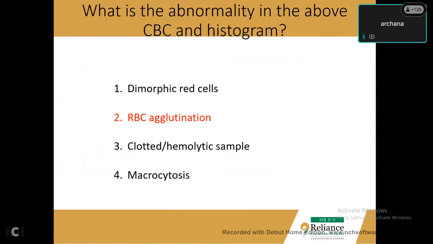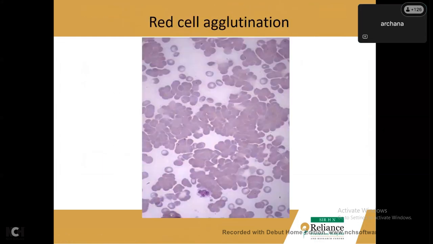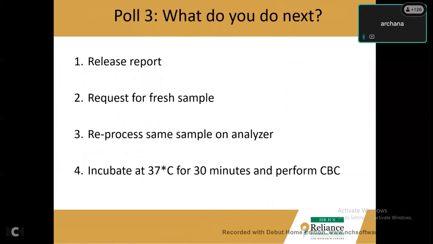So this was actually RBC agglutination. Now my question to you would be, what do you do next? You have RBC agglutination. Would you release this report with a comment? Would you ask for a fresh sample? Will you reprocess the same sample on the analyzer just to confirm the values? Or would you incubate the sample at 37 for 30 minutes and perform a repeat CBC?